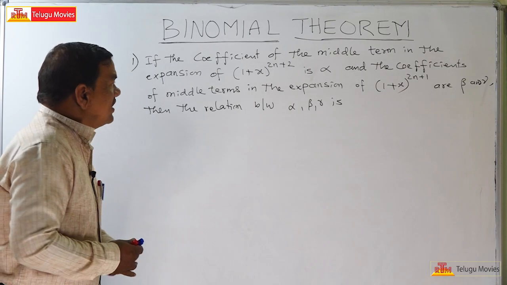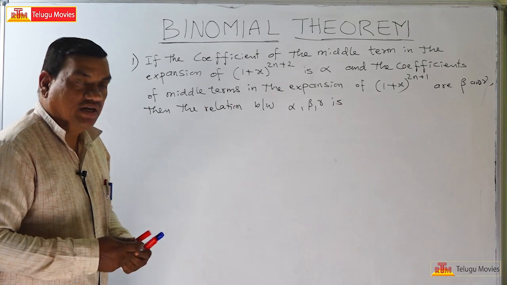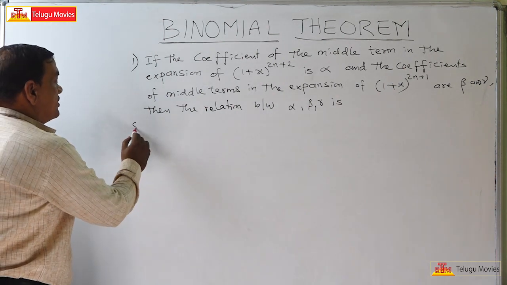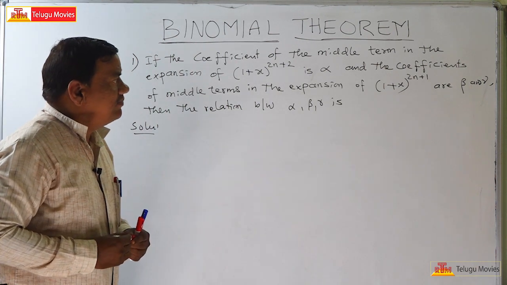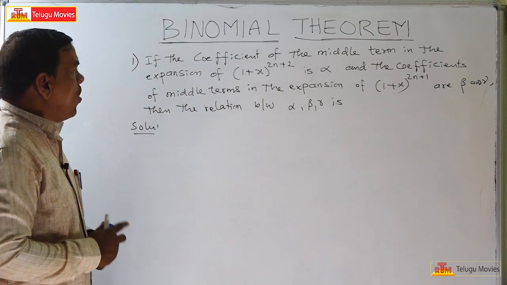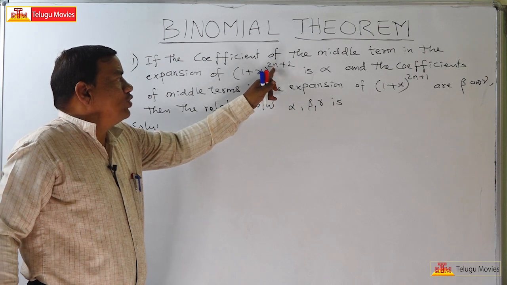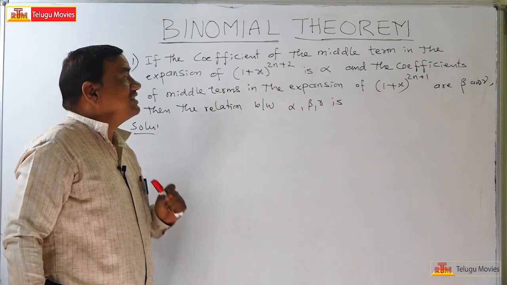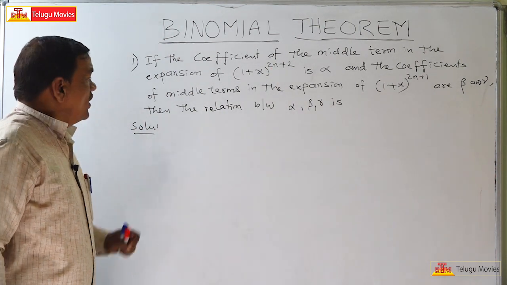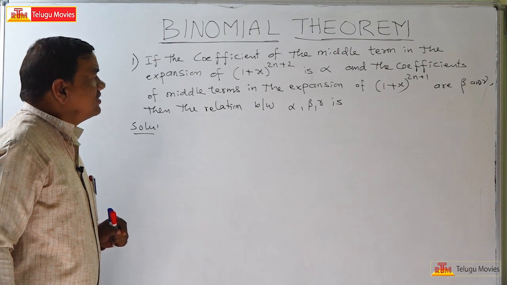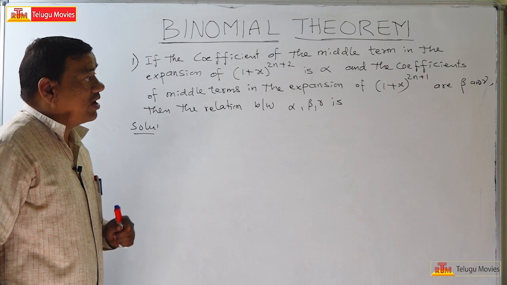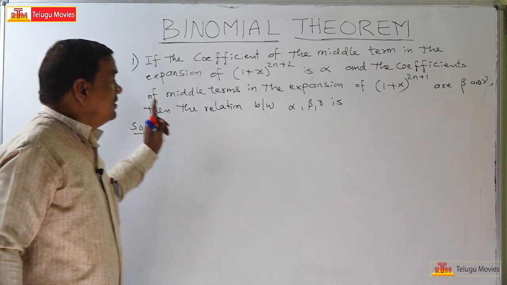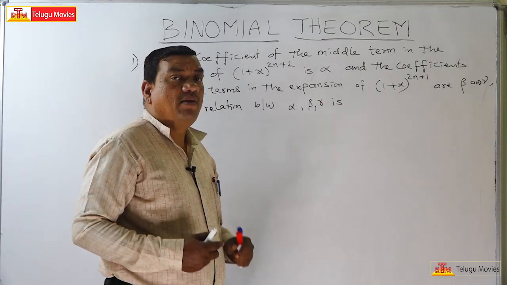Dear students, welcome to this problem. So, a very nice small problem here. Let us see the problem. If the coefficient of the middle term in the expansion of (1 + x)^(2n+2) is alpha, and the coefficients of the middle terms in the expansion of (1 + x)^(2n+1) are beta and gamma, then the relation between alpha, beta, gamma is.